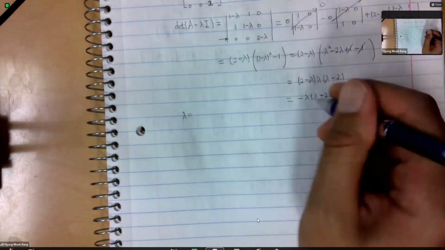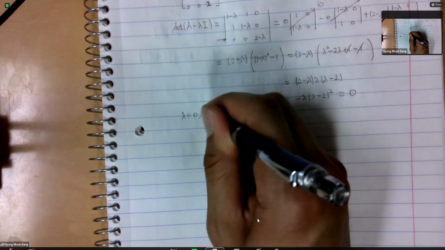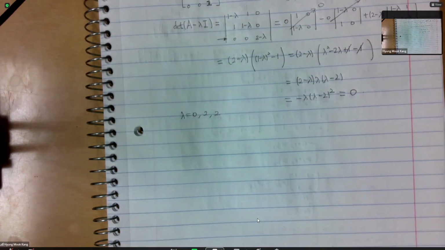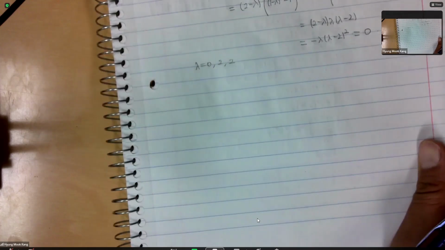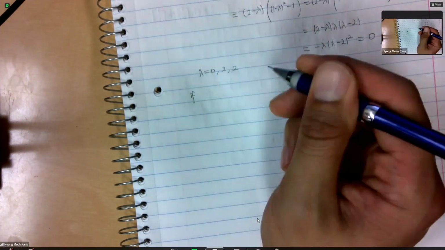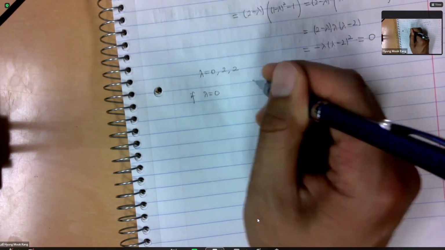So our eigenvalues are lambda equals 0, and lambda equals 2 from lambda minus 2. So considering multiplicities, we can conclude that the eigenvalues are 0, 2, and 2. So let's go with the lambda equals 0 case first. You can go with the 2 case first or the 0 case first. I'm just gonna go with the lambda equals 0 case.